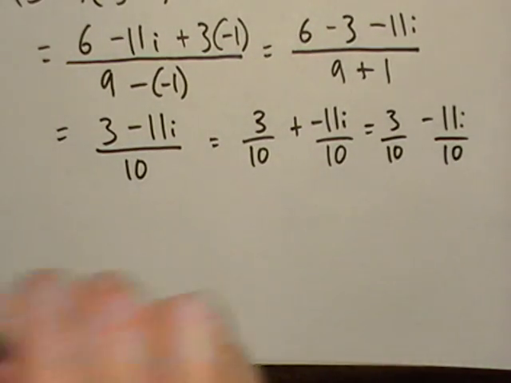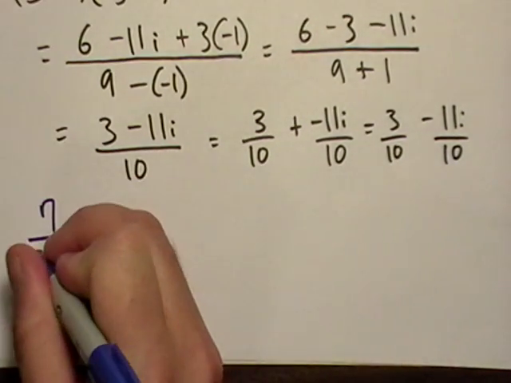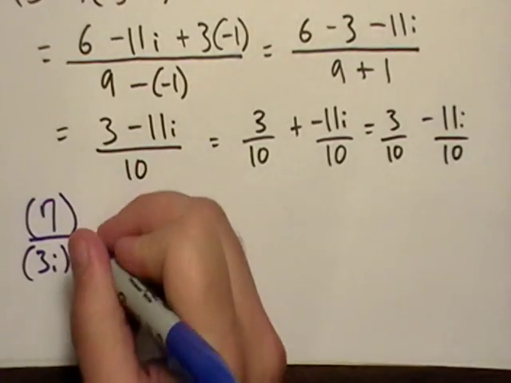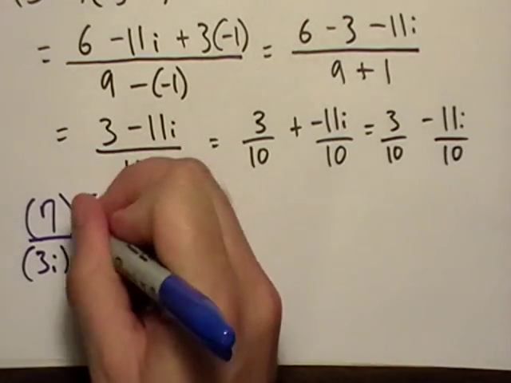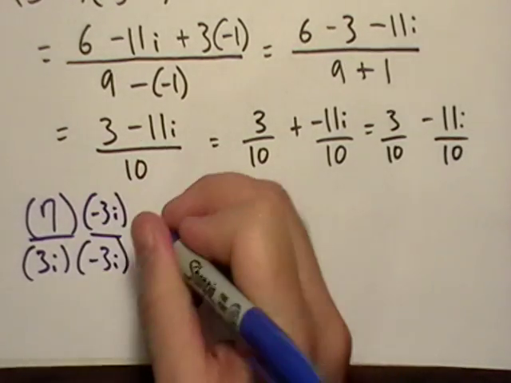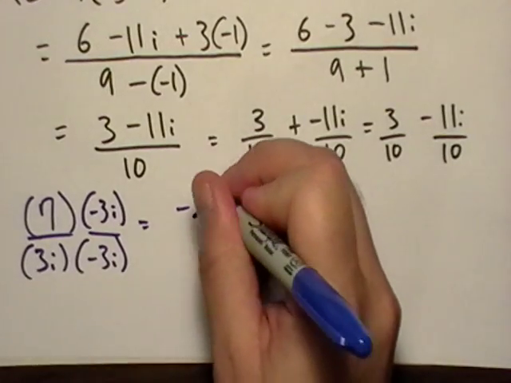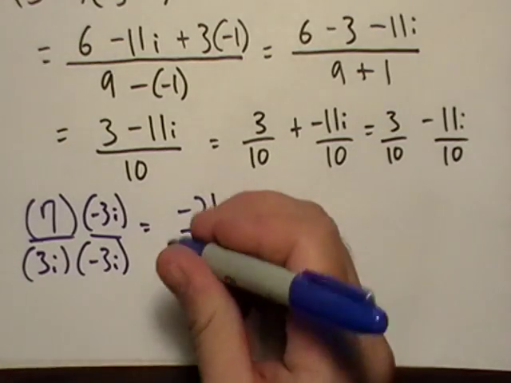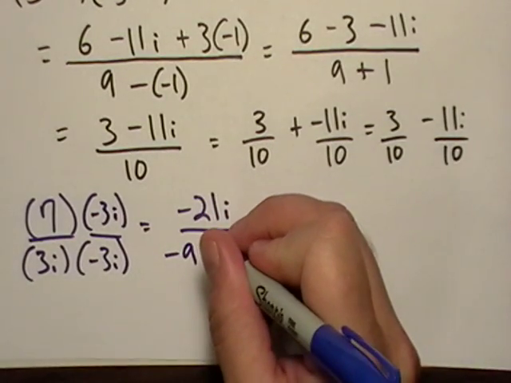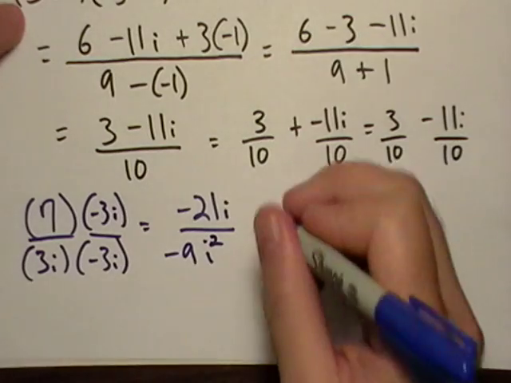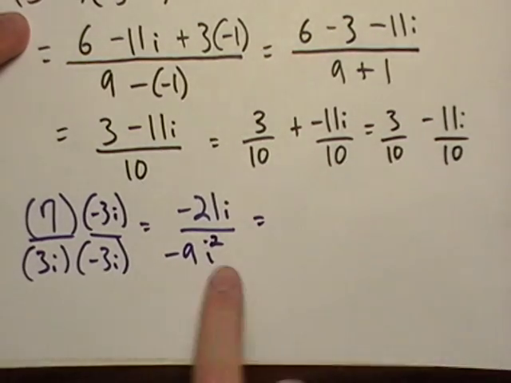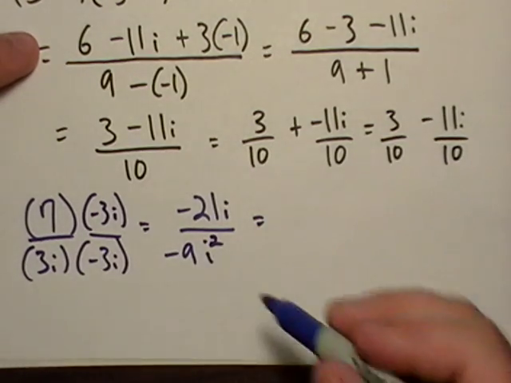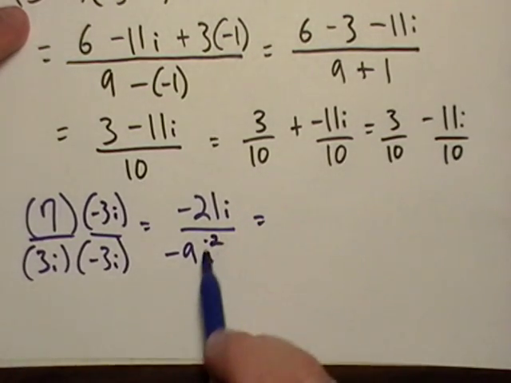How about one more? How about 7 divided by 3i? Okay. So how about multiplying by -3i? That's going to be -21i over 3 times -3 is a -9i squared. Notice how I have a negative over. Well, here's another thing. Don't go and cancel this out.